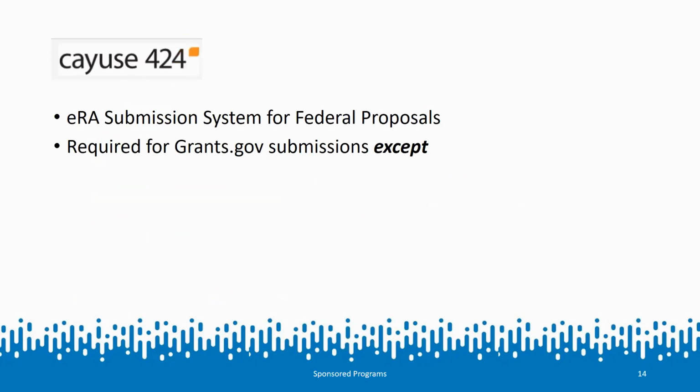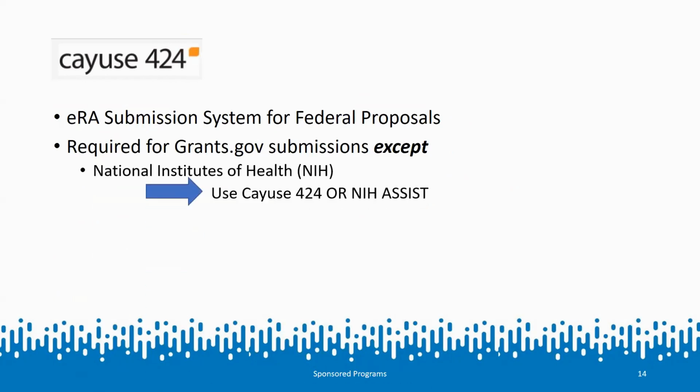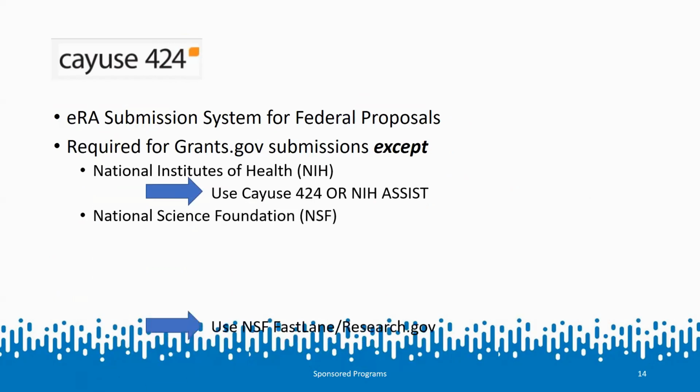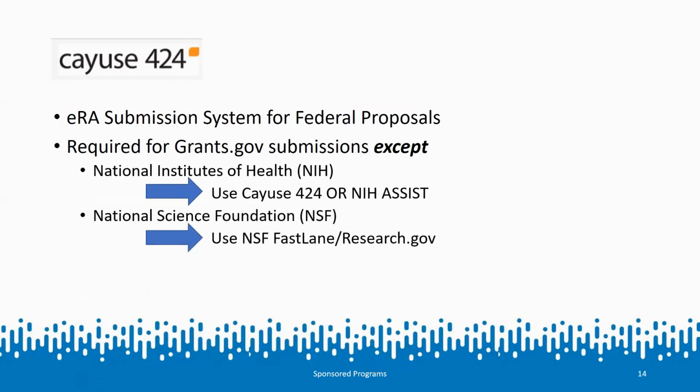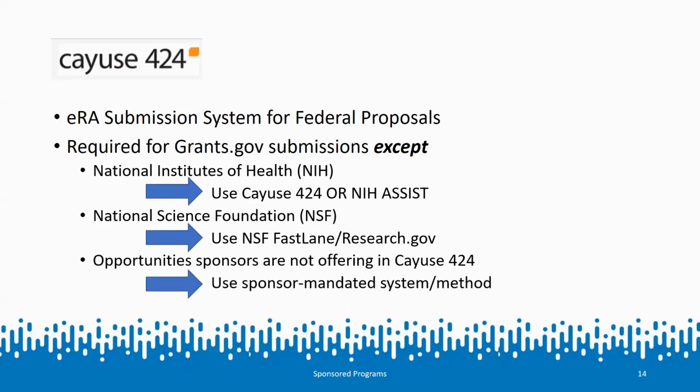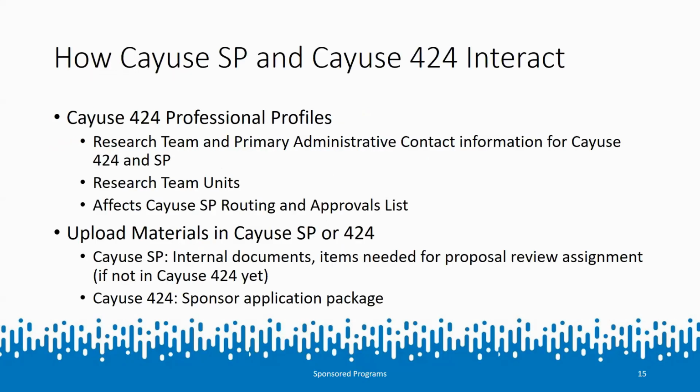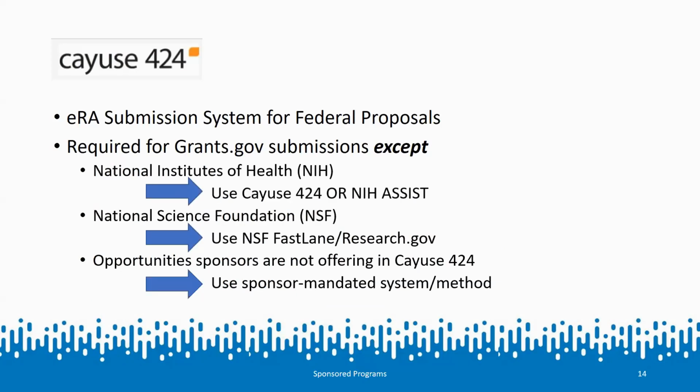Cayuse 424, I already talked about. We use it to submit federal proposals, except to the NIH. You can use 424 or Assist. For NSF, you can only use Fastlane. Do not use 424. Opportunities that are not being offered in Cayuse, you would use their sponsor mandated system or method. It might be email. It might be their own system. NASA, you use Inspires, right? We're not going to do anything to make you not get that proposal accepted.